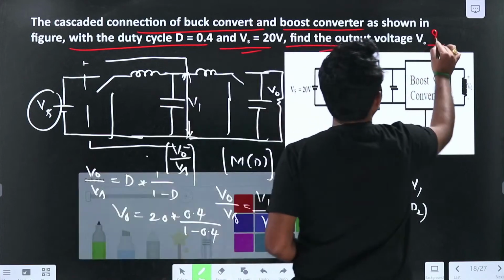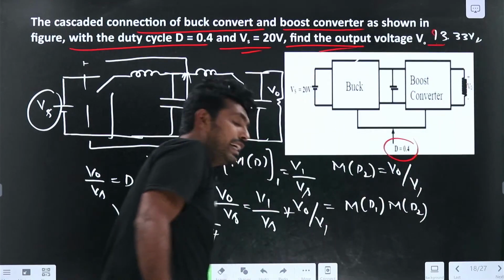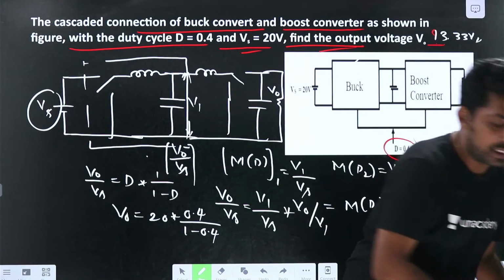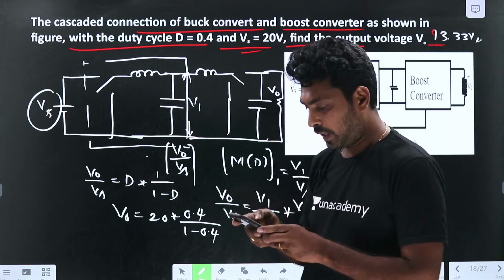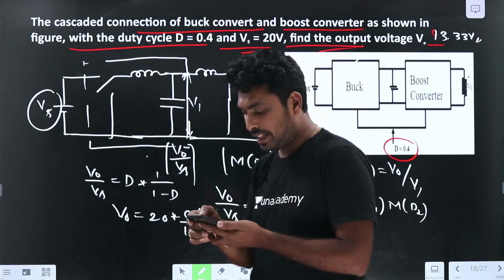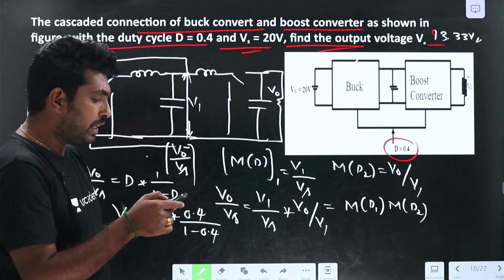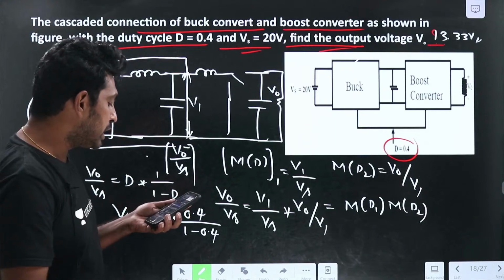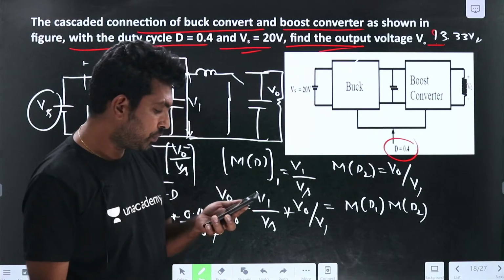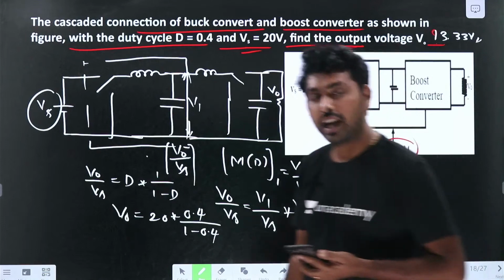Let me see how many members have answered correctly. The answer would be 13.33 volts. Yes, Surajpati, you are right. Output of the first is input to the second. The answer is 13.33 volts. Saloni, you are right. Mohan Moki, right. I think you have understood now.